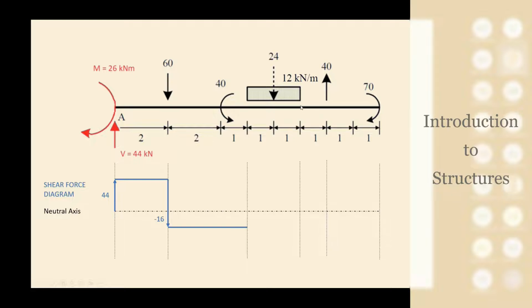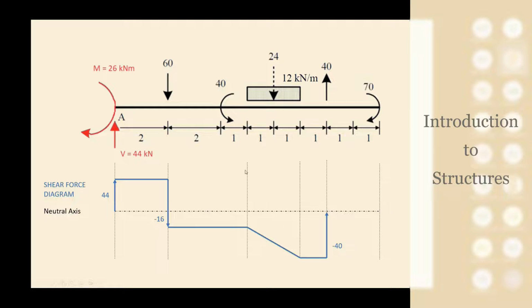So in this case, if I am here at the end of the UDL, the shear forces to the left will be 44 kilonewtons minus 60 minus 24 kilonewtons, which represents the effect of this UDL. And this is the reason why you will see that this point is minus 16, and this point will be minus 40, and the variation of the shear force diagram is linear.